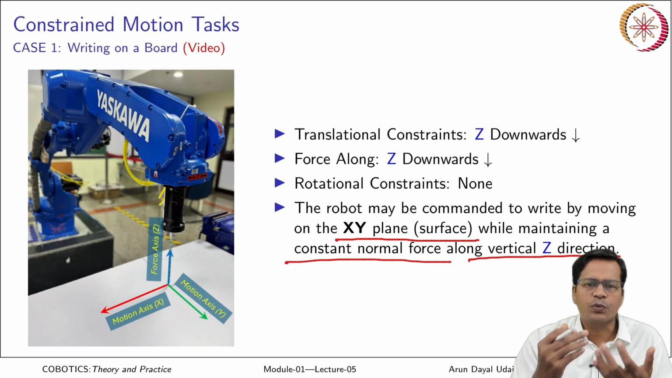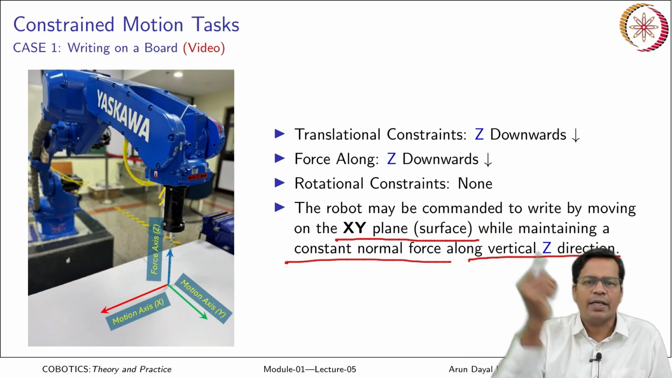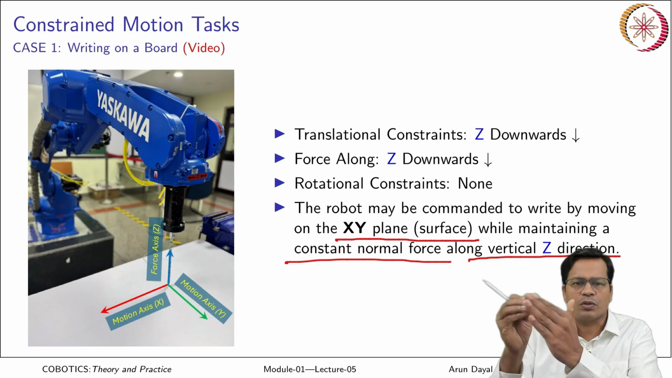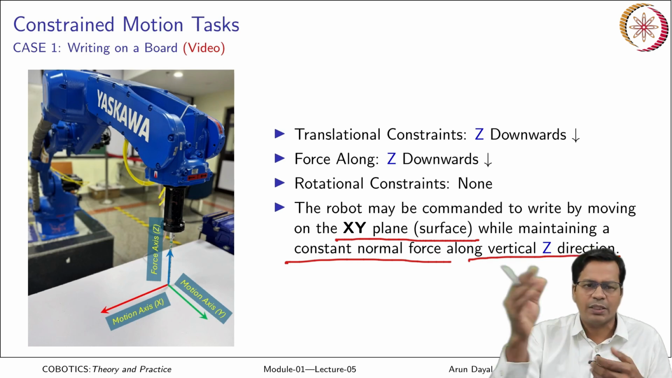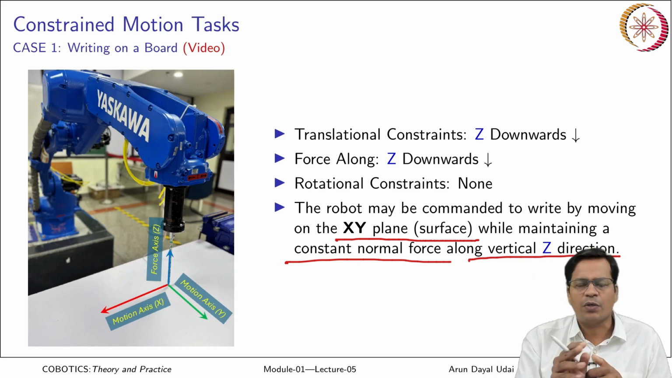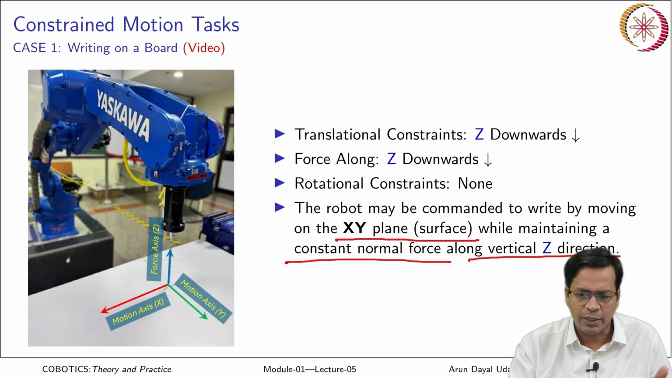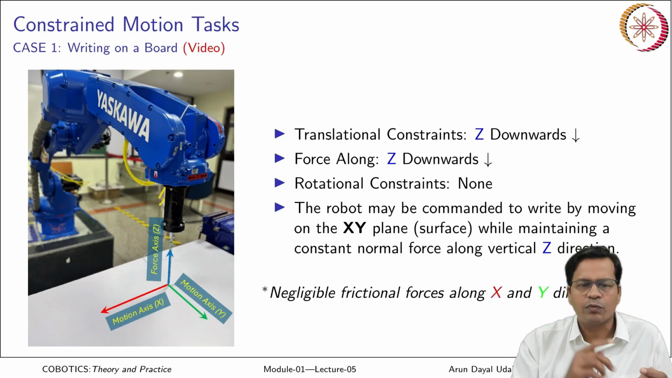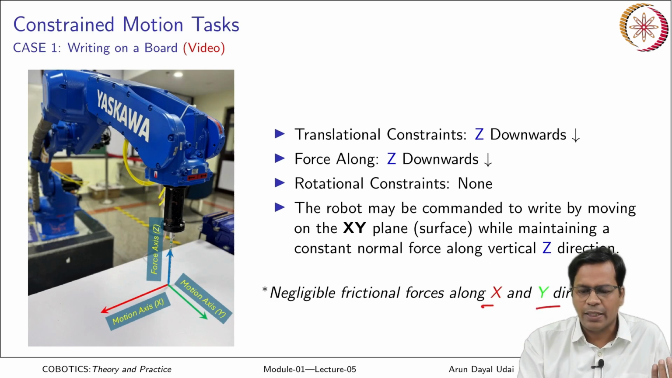Essentially, you can produce force only when motion is constrained. A robot which is free to move in the air cannot generate any force at its end effector. Got it? So, in whichever direction out of the 6 directions, 3 for translation, 3 for orientation, whichever is constrained, you can generate force or moment accordingly in that particular direction. So, that is the philosophy here. This is how the writing happens when we do it using a robot. Negligible friction is there along the x and the y direction.